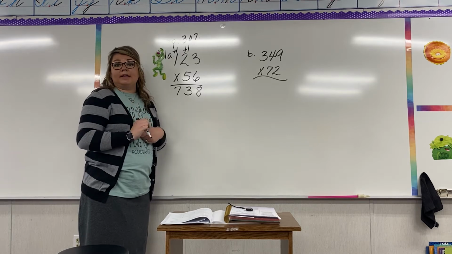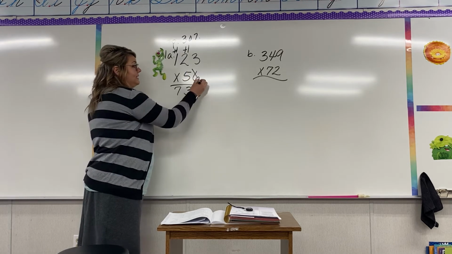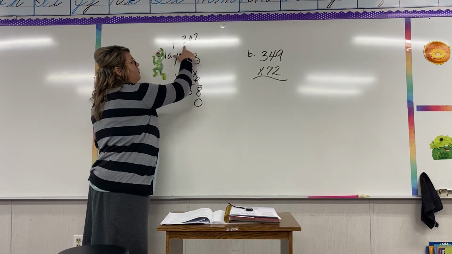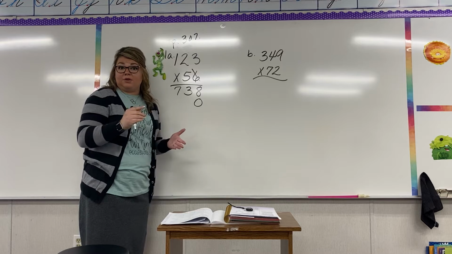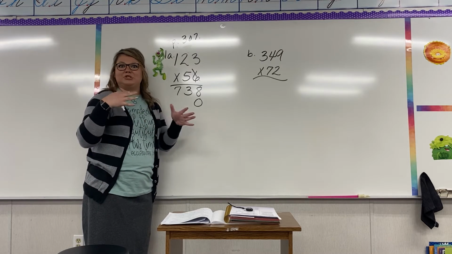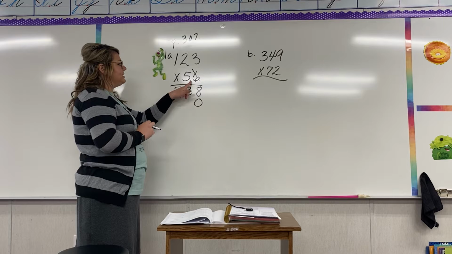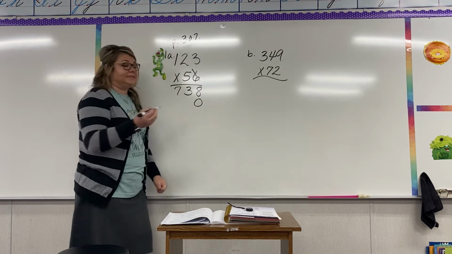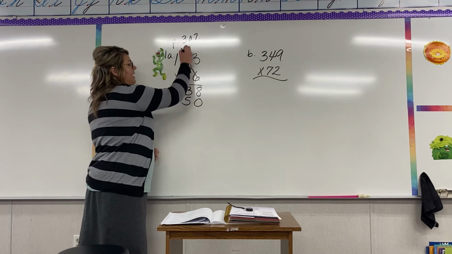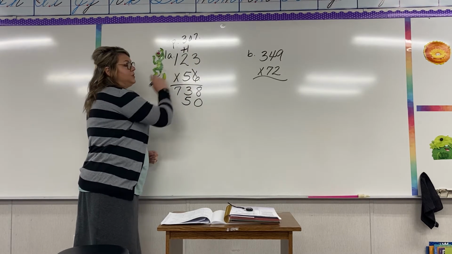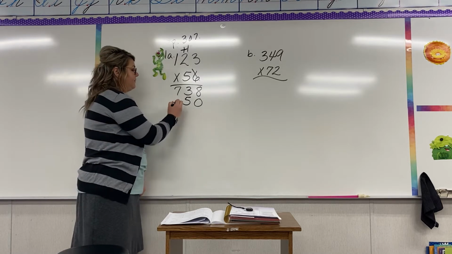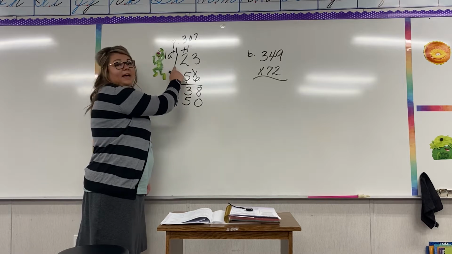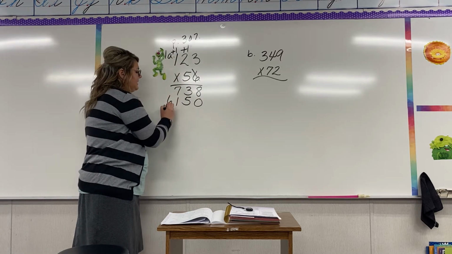Now, we are done with our ones place. We're gonna mark out our 6, put down our 0, and come here and either erase or mark out where you carried, so you don't get confused with what numbers you're supposed to add. So now we're gonna start with our tens place and go all the way across the top. So 5 times 3 is 15. Put down my 5, carry my 1. 5 times 2 is 10, plus 1 is 11. Put down my 1, carry my 1. 5 times 1 is 5, plus 1 is 6.